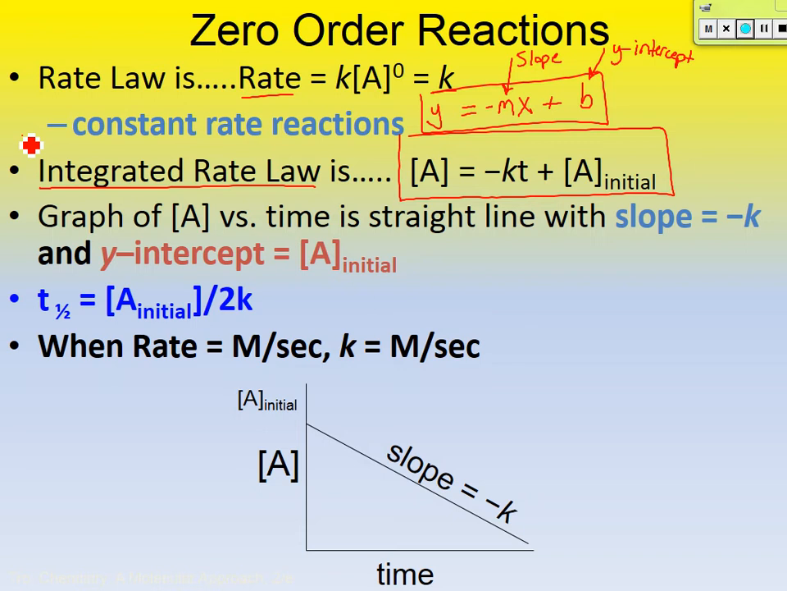So like it says here, a graph of the concentration of A versus time is a straight line, with the slope being minus k and the y-intercept being the concentration of A initially. The half-life of a zero order reaction is given by this equation. So the half-life would be the concentration of A initially divided by 2 times the rate constant.